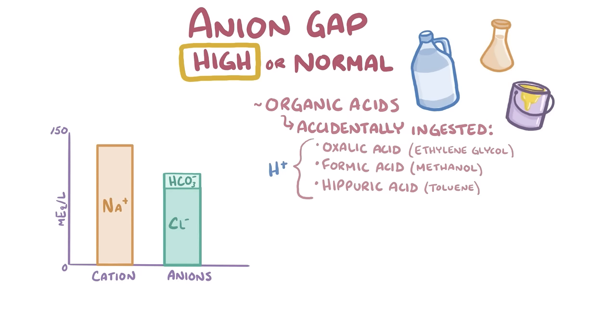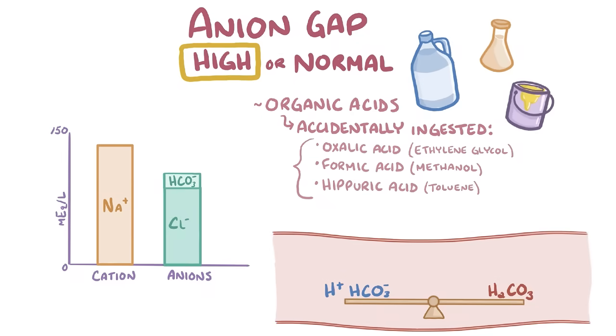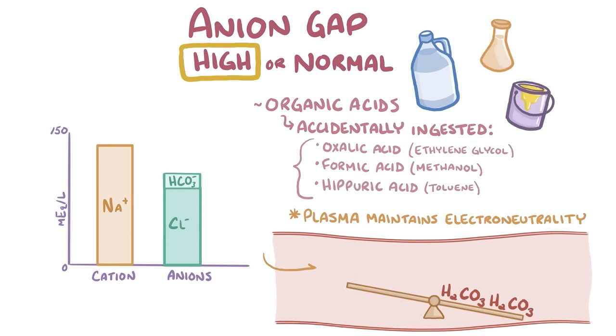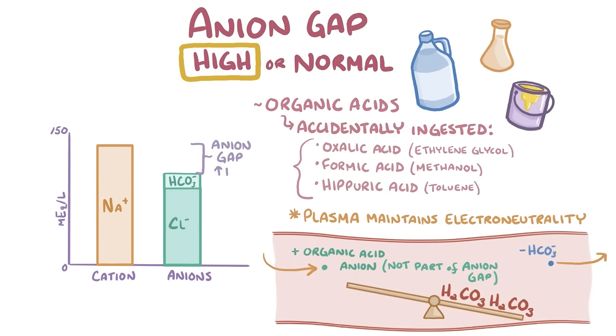All of these organic acids have protons, and at a physiologic pH, they dissociate into protons and the corresponding organic acid anions. The released protons attach to bicarbonate ions floating around, which decreases its plasma concentration and shifts the pH towards the acidic range. The key here is that the plasma maintains its electroneutrality, because for each new negatively charged organic acid anion, there's one less bicarbonate ion. And because the organic acid anions are not part of the anion gap equation, the anion gap will be high.